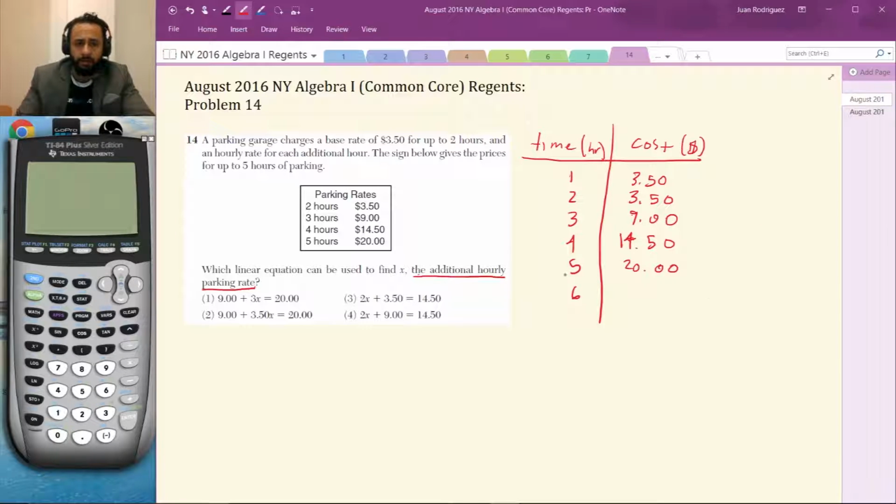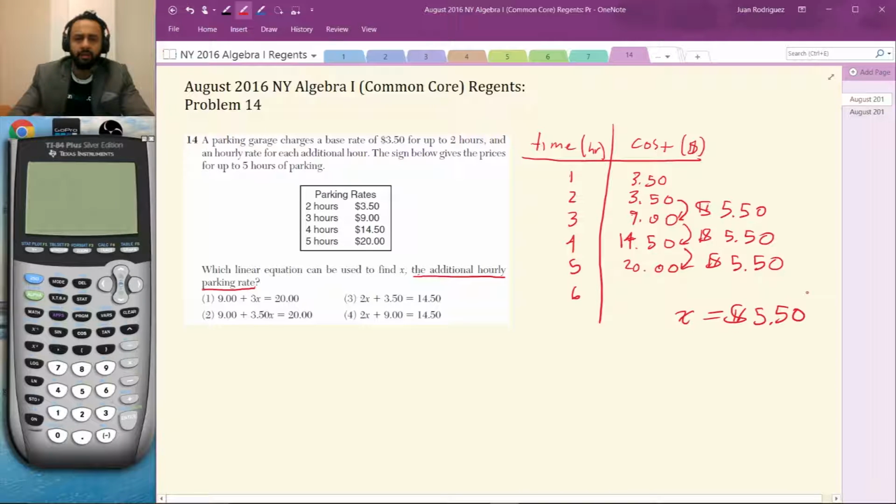So remember that x is the additional hourly parking rate. So it's the amount that it hops from here to here. From here to here, that's an increase of $5.50. That's $5.50. So that's also a hop of $5.50. So x is equal to 5.50.